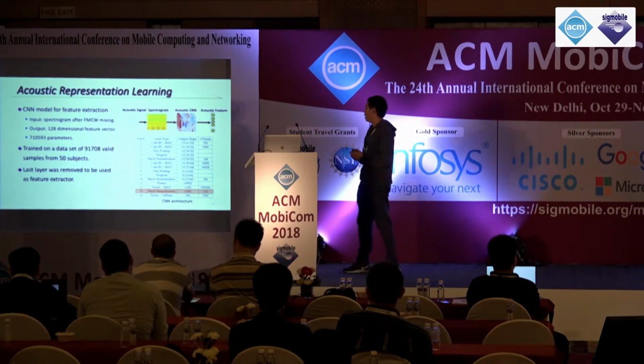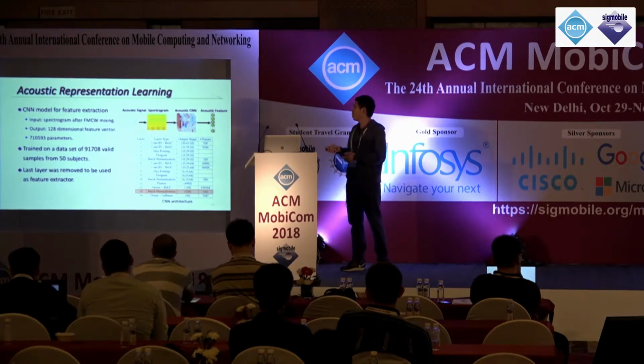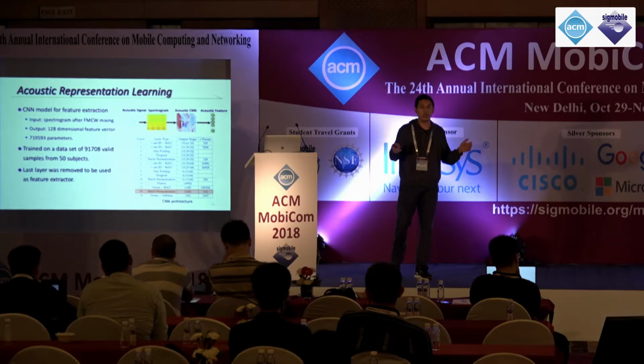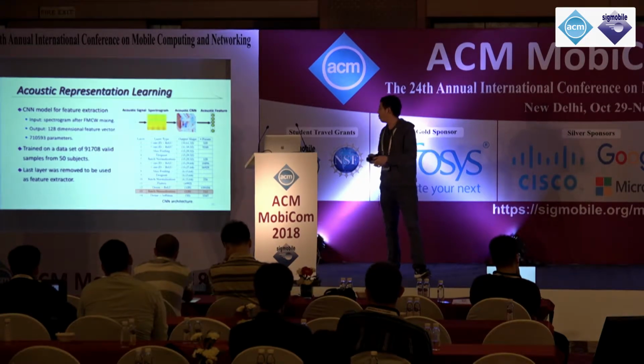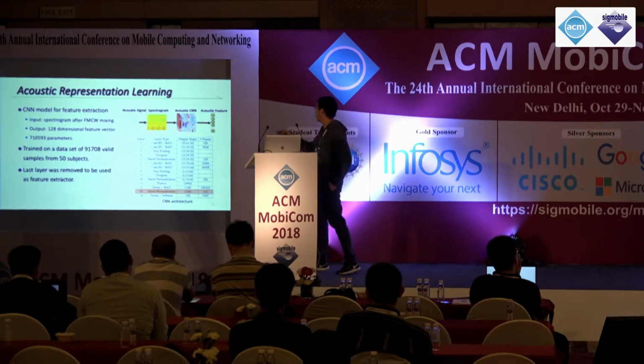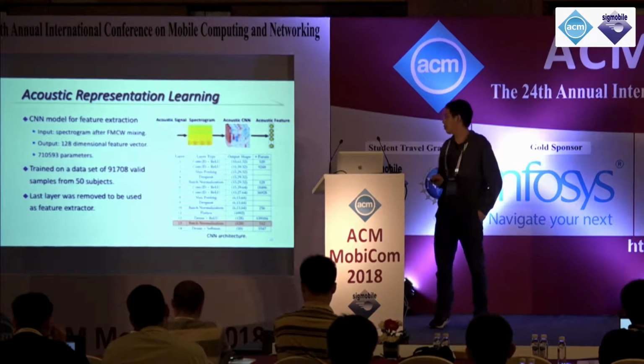So to extract reliable features, we leverage a convolutional neural network. We train this model based on a large data set that we collect from about 50 users. And after we train this model, we remove the last layer to use it as a general feature extractor.